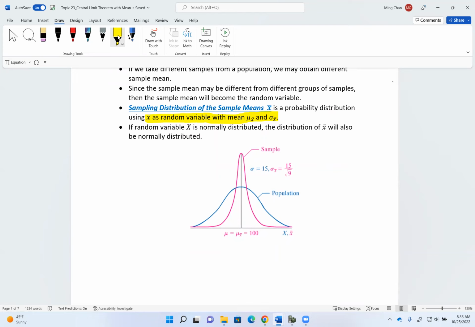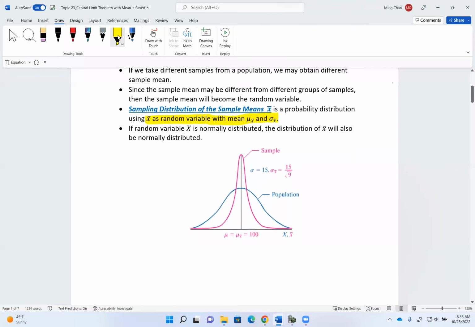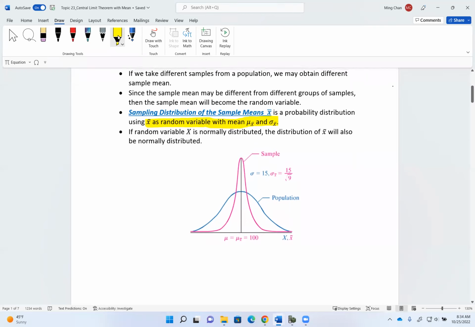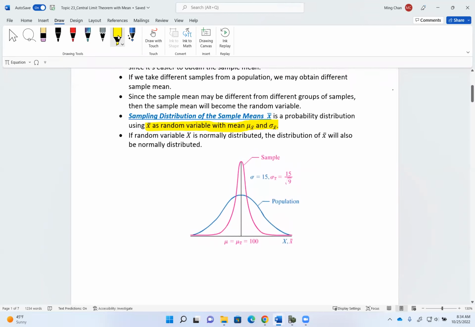The reason it goes a little bit higher is that the standard deviation of the sampling distribution of the sample mean X bar is a little bit smaller than the regular population standard deviation. That's why the pink graph looks a little bit taller than the blue one. The blue one is the normal population, the standard normal curve. The pink one comes from taking lots and lots of samples.